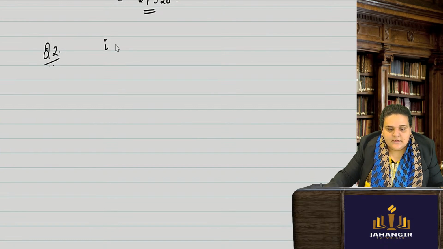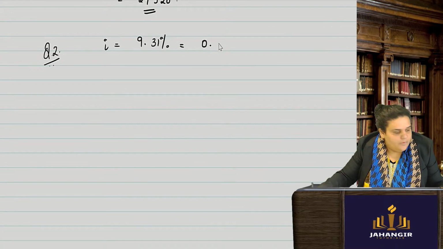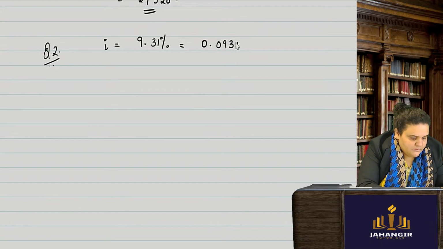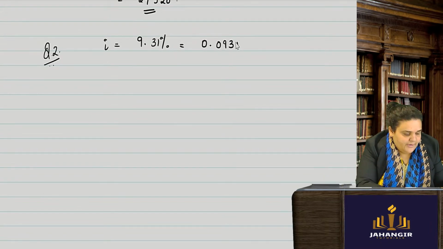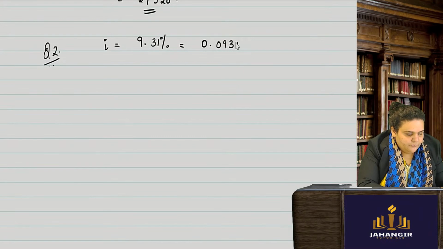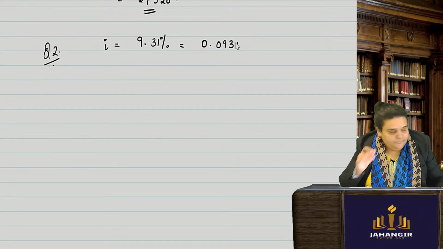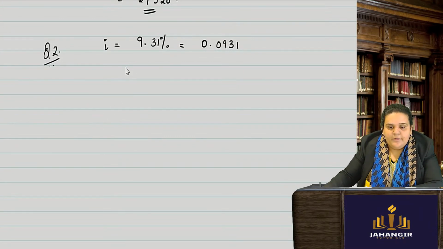Rate of interest is 9.31%. So I am making this as 0.0931. Okay, just I make it in point form. This is compounded quarterly.